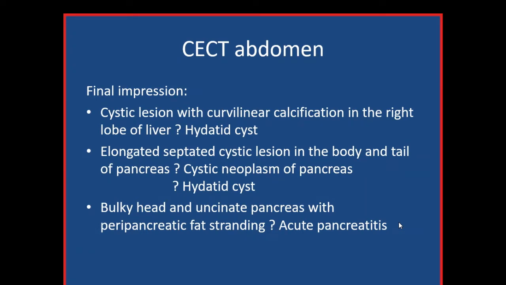Considering the cystic lesions in both the liver and the pancreas, we thought it could be a hydatid cyst. There is an obvious cystic neoplasm, and we considered a cystic neoplasm of the pancreas also. But because both liver and pancreas were involved with cystic lesions, we considered hydatid cyst in this case.